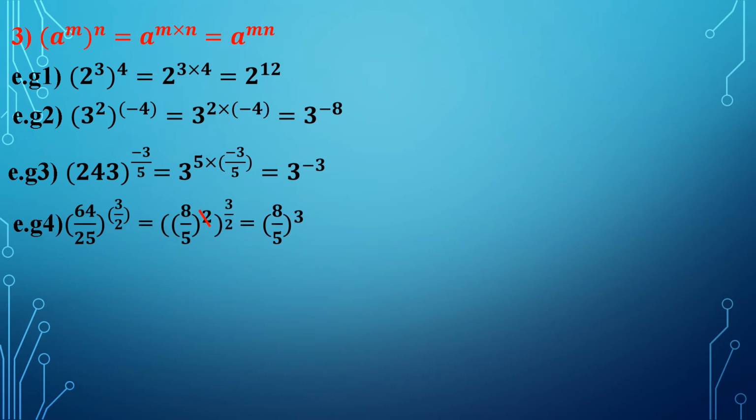64 upon 25 raised to 3 by 2. Here you can see that 64 is 8 square and 25 is 5 square. So 64 upon 25 will be 8 upon 5 whole squared, raised to 3 by 2. Now this 2 and this 2 will get cancelled. Hence, what will remain? 8 upon 5 whole cubed. You can simplify this further if required or if asked. Let us see the next example.